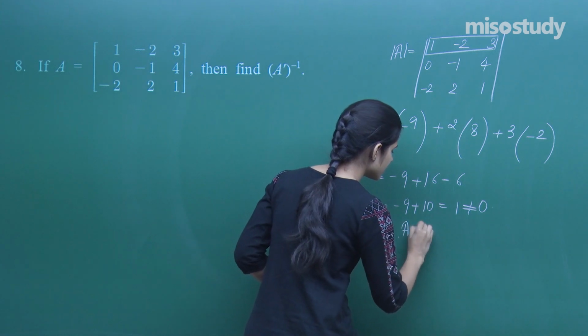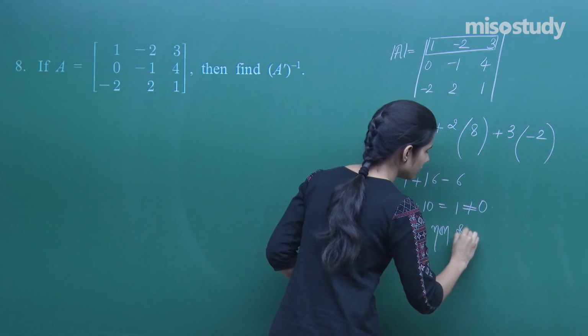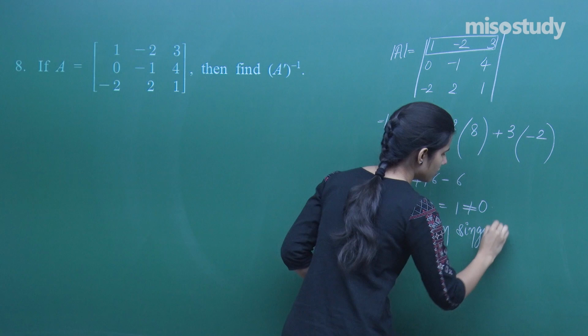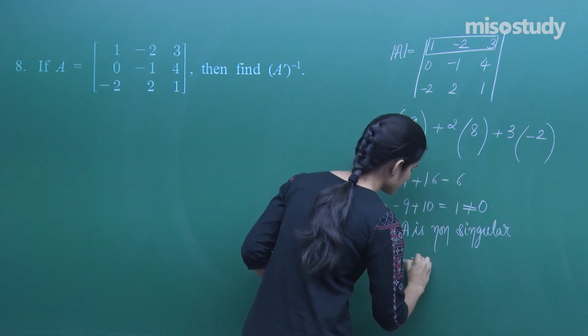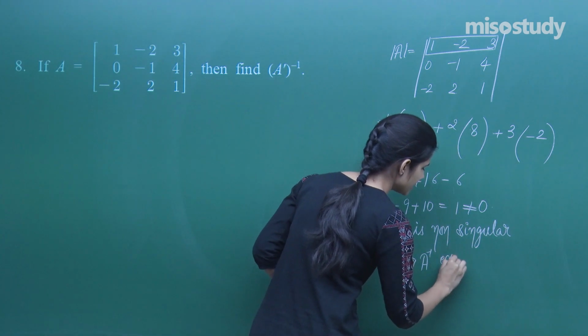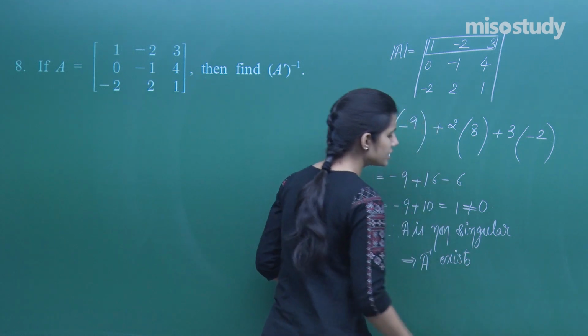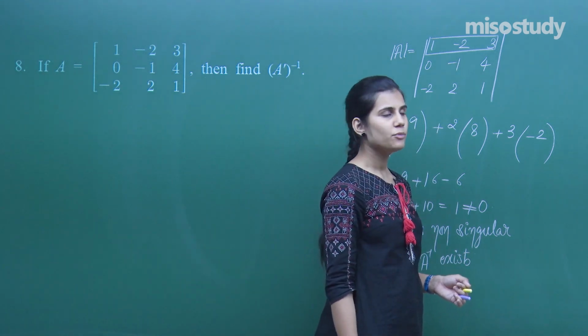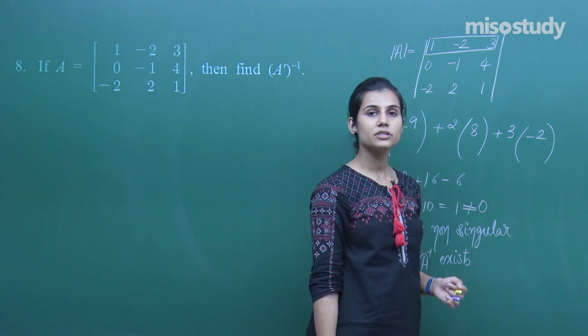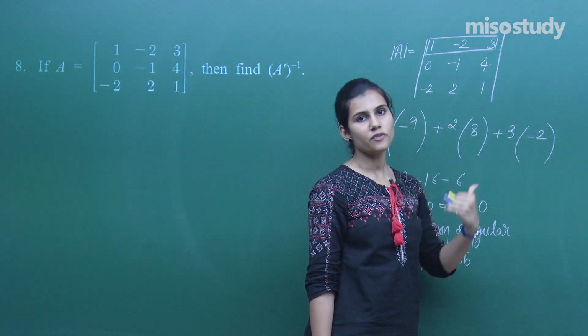Therefore, A is non-singular, which implies A inverse exists. But am I interested in the existence of A inverse? I am not interested in the existence of A inverse. I am interested in the existence of the inverse of A transpose.